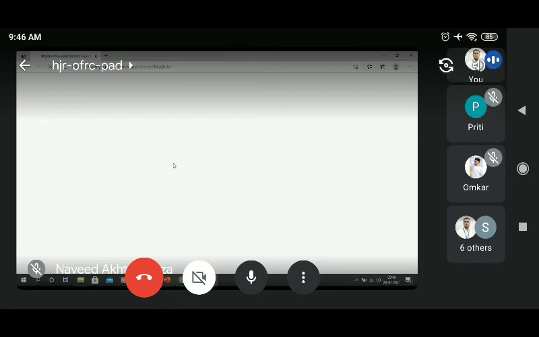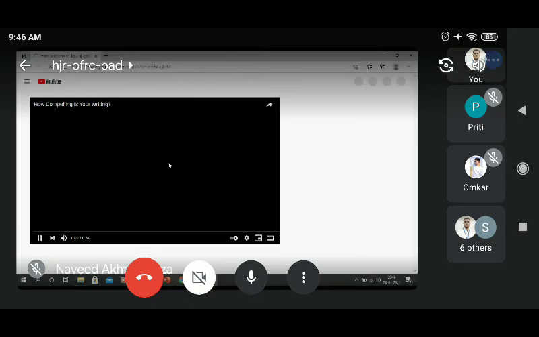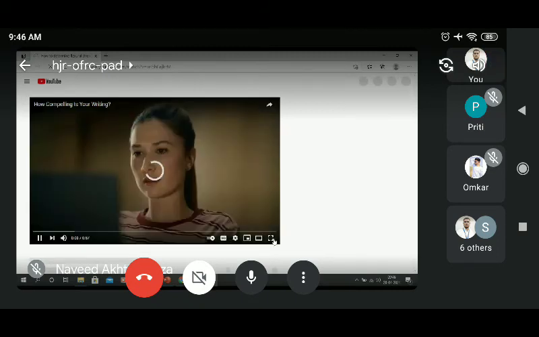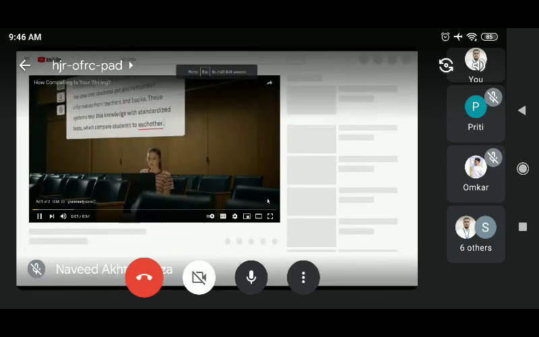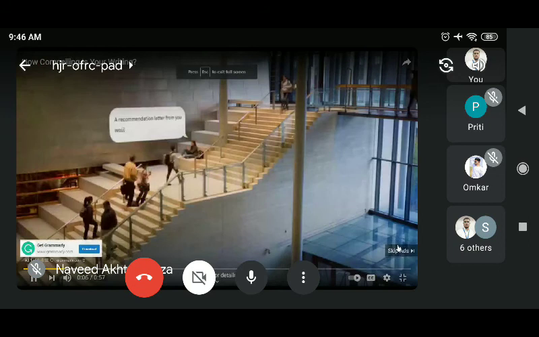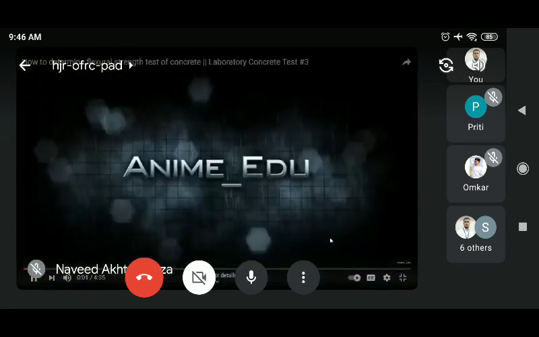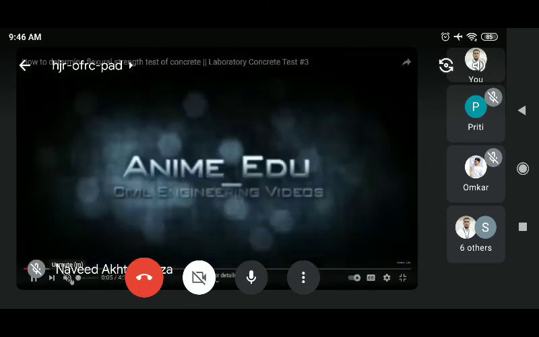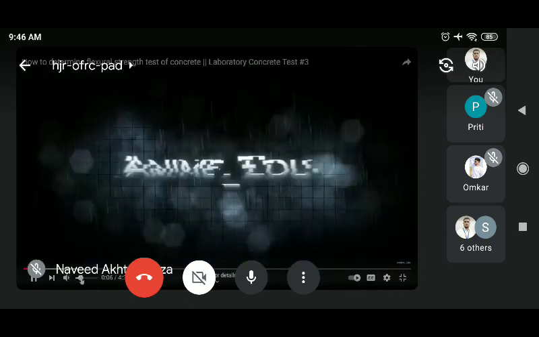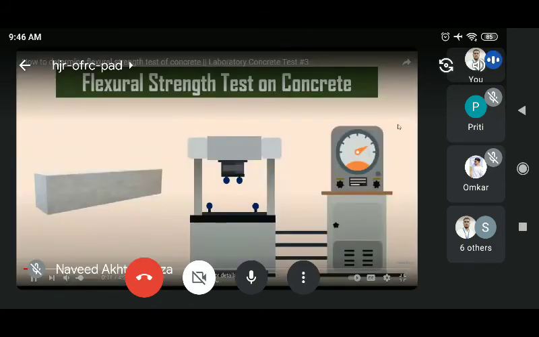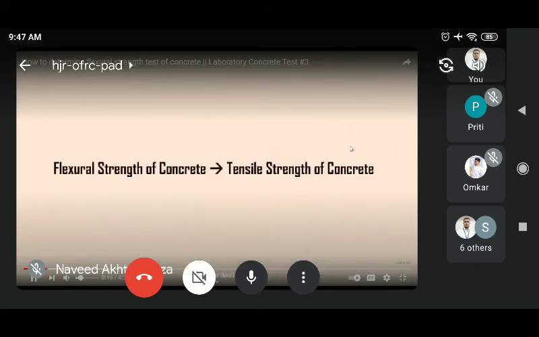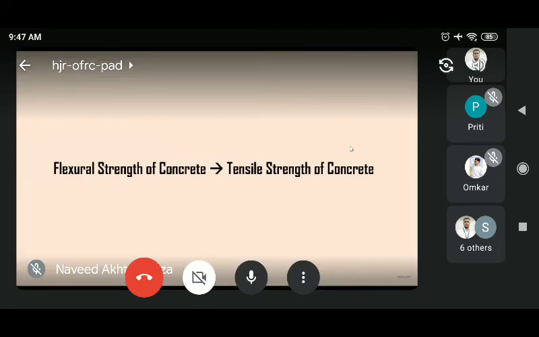So many such videos on destructive and non-destructive testing are available on the internet also. So you can make a reference and use that to learn. You can see the flexural strength test we are performing on the universal testing machine. It is an indirect method, as I told you.